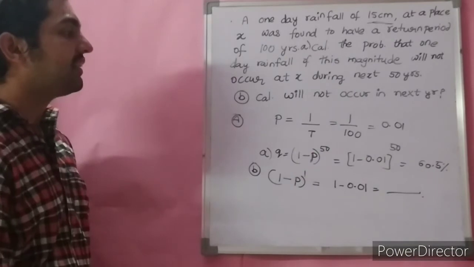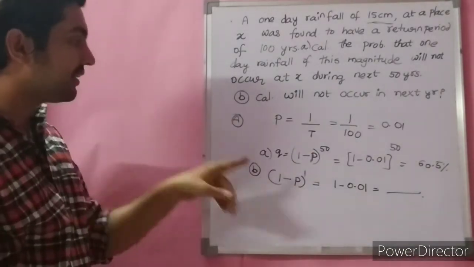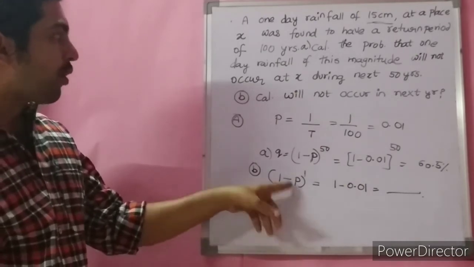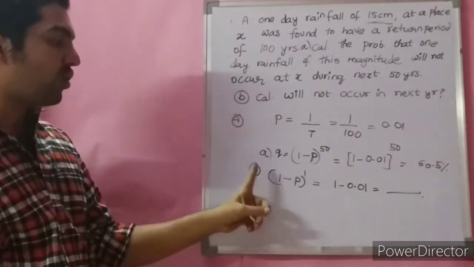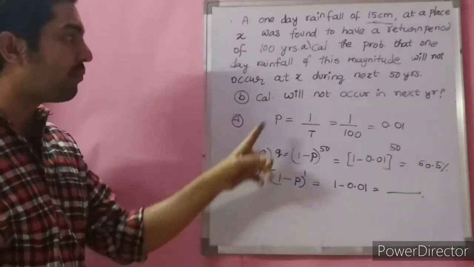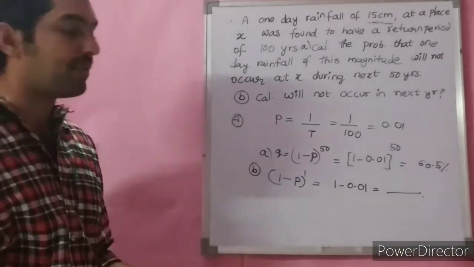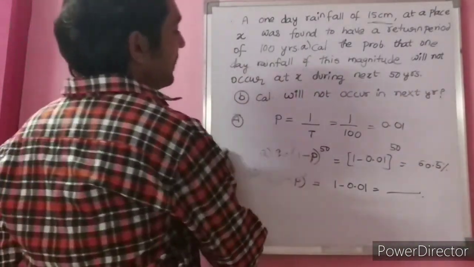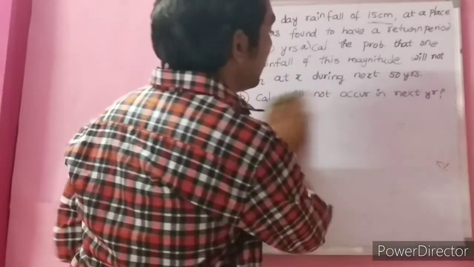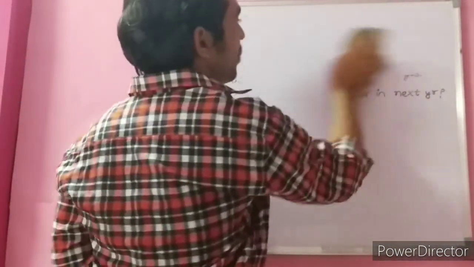So this is for understanding the concept. Probability to occur means P. Will not occur means Q, which is 1 minus P. So this is also an important question. It is a GATE model, IAS model question. You can expect it in your competitive examinations.